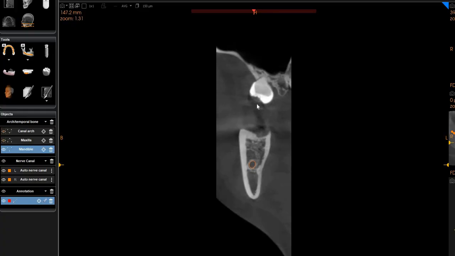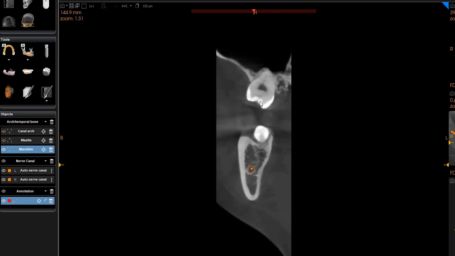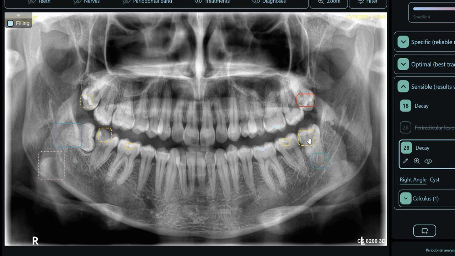We've got decay there, and then we see a little bit of decay in the distal aspect of the tooth, but involving the dentine as well. It's quite significant decay there. So that's again another correct diagnosis.